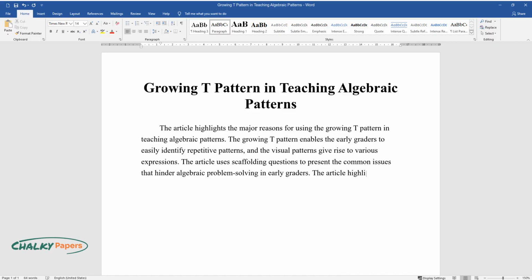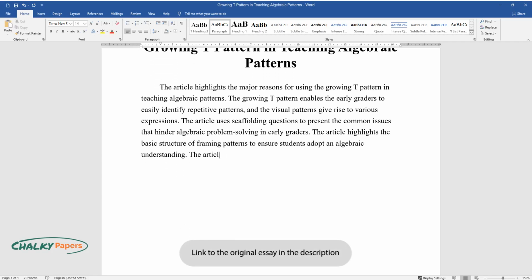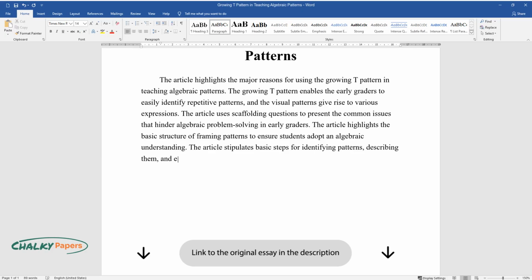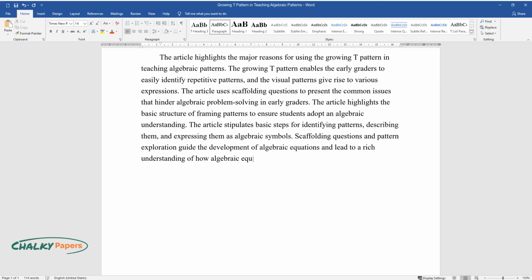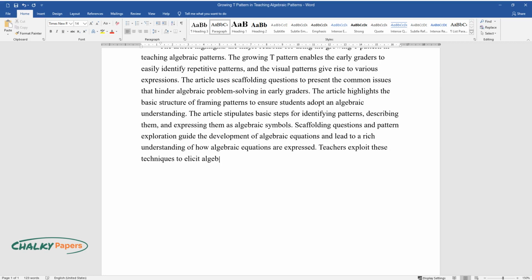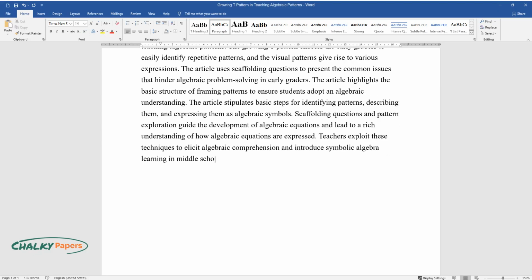The article highlights the basic structure of framing patterns to ensure students adopt an algebraic understanding. The article stipulates basic steps for identifying patterns, describing them, and expressing them as algebraic symbols. Scaffolding questions and pattern exploration guide the development of algebraic equations and lead to a rich understanding of how algebraic equations are expressed. Teachers exploit these techniques to elicit algebraic comprehension and introduce symbolic algebra learning in middle school.